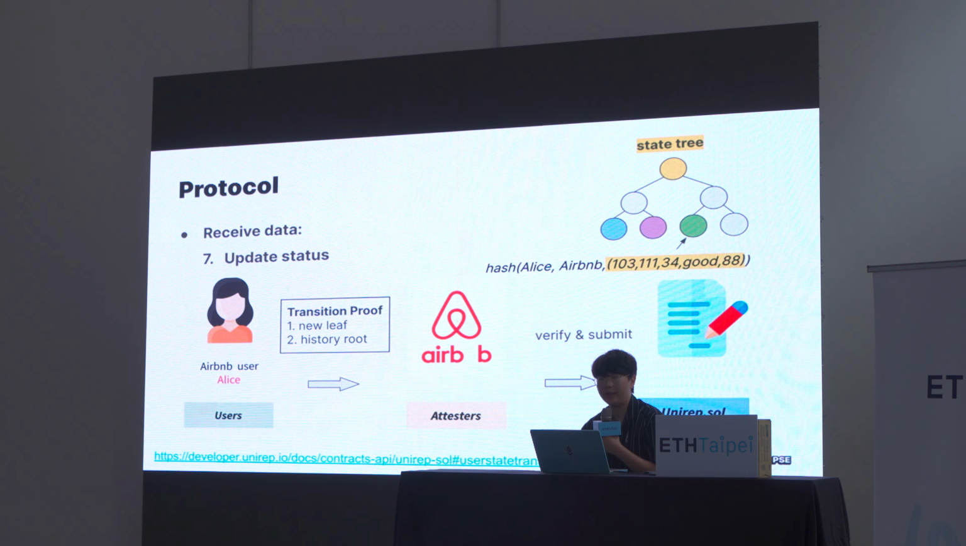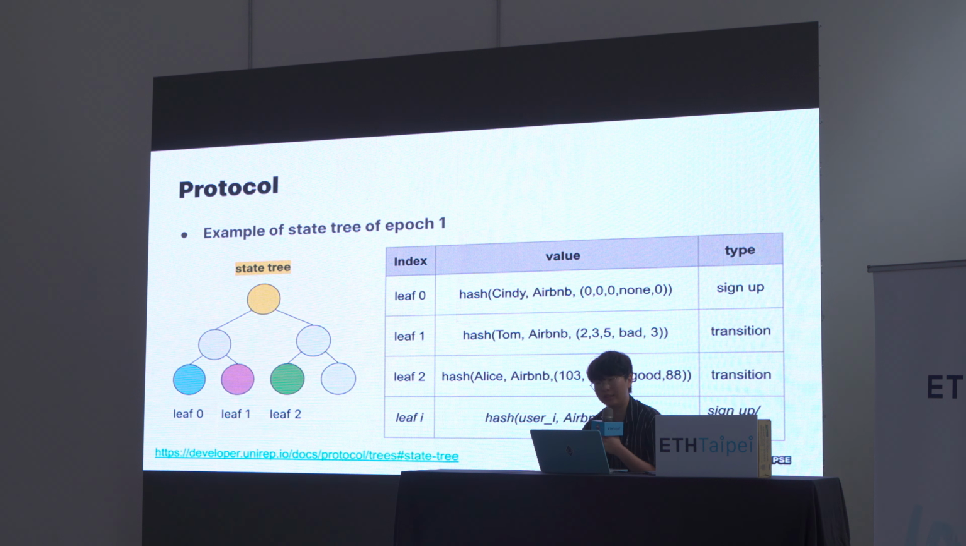And yeah, when Alice updates his status and then inserts a state tree leaf in this state tree, it means Alice can successfully transition to a new epoch, and then he can use this new data to prove that I'm a good user in Airbnb. Yeah, so the state tree is not only for sign up but also for transition. Yeah, that is one of the examples of how a user updates the state tree. Yeah, but you can see all the data is hashed, so no one knows who is signed up and who is transitioned or something like that.